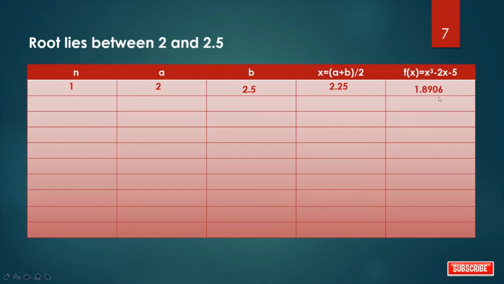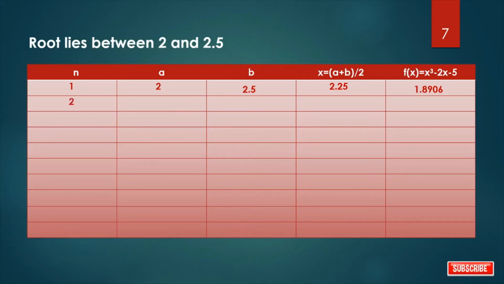Now see the value of fx, it is positive. So we can say that root lies between 2 to 2.25. So if it is positive, you have to change the b value. If it is negative, you have to change the a value. Always remember, if the value of fx is positive, then you have to change the value of b. If value of fx is negative, you have to change the value of a. So it is positive, so you have to change the value of b.